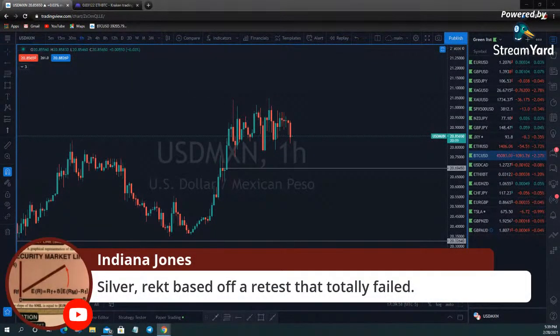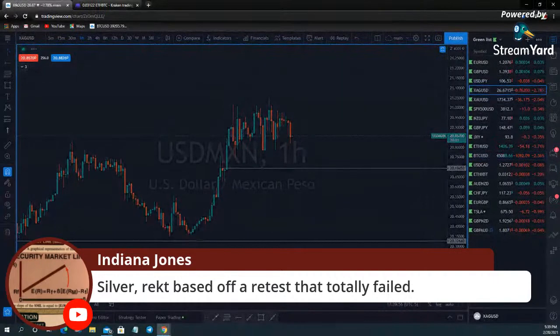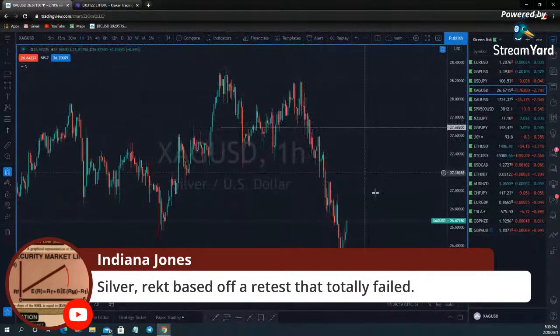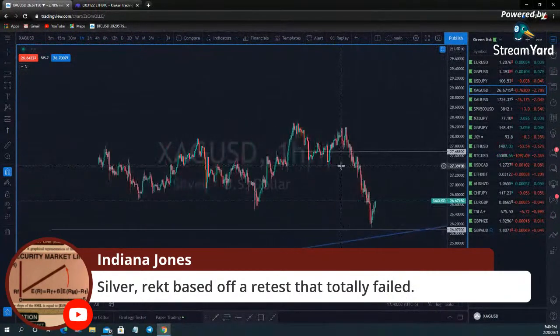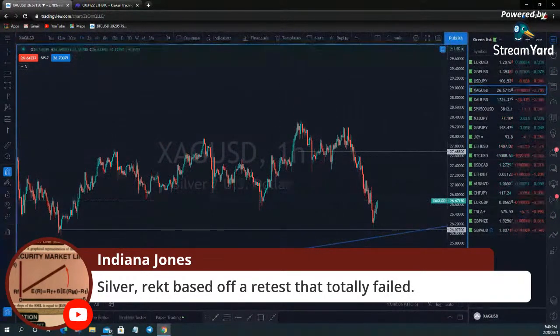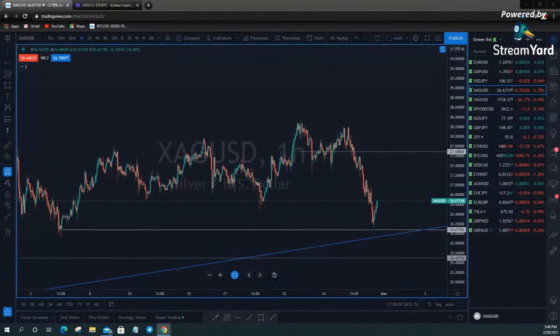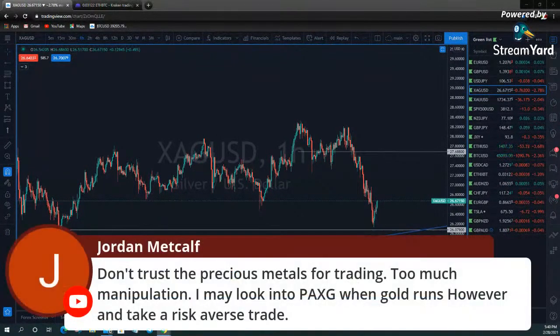Silver wrecked based off resistance, totally failed. It damn sure did. You ain't even lying, my man. And that broke my heart. I was so much looking to collect that money, but not happening. The market giveth, the market taketh away. Don't trust the precious metals for trading. Too much manipulation. I may look into PAX G when gold returns.